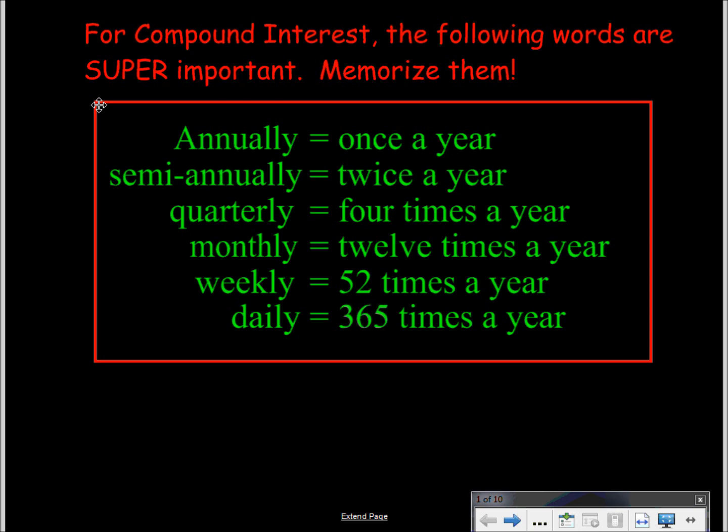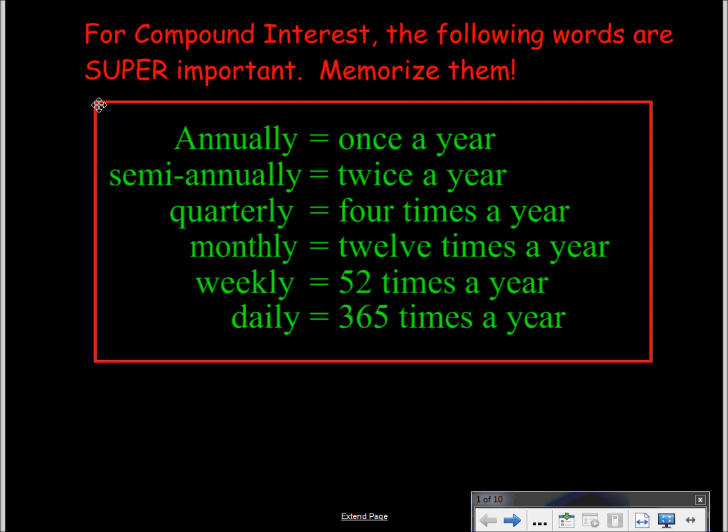Okay, the following words are super important, so memorize them. I'll put them up on a poster board, okay? Annual means once a year, semi-annual, twice a year, quarterly, 4 times a year, monthly, 12 times a year, weekly, 52, and daily, 365. Oh, I put them right on the bottom. Thanks. I just missed them.